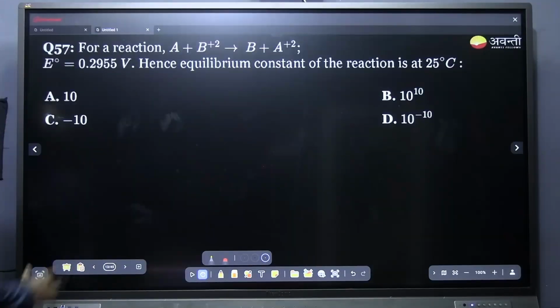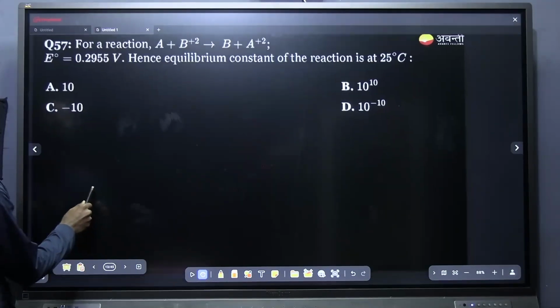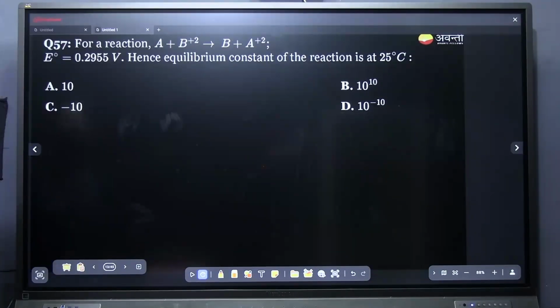Yeah, for a reaction A plus B2 plus giving B plus A2 plus, E naught is equal to 0.2955. Hence the equilibrium constant for the reaction at 25 degrees Celsius is? Yeah, what is the answer for this one? What's the answer you got? How can we solve this question?